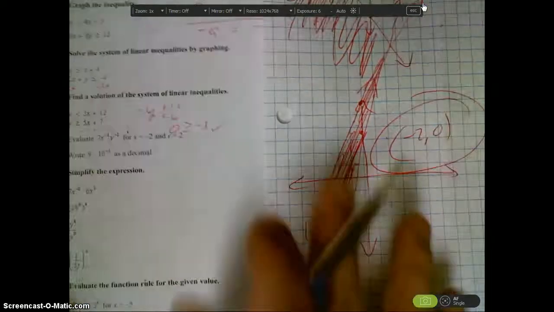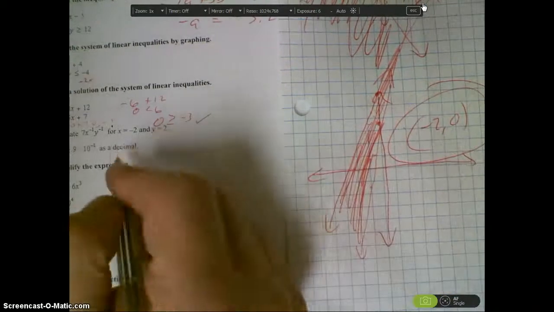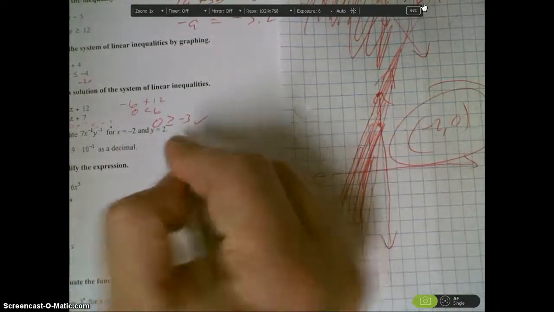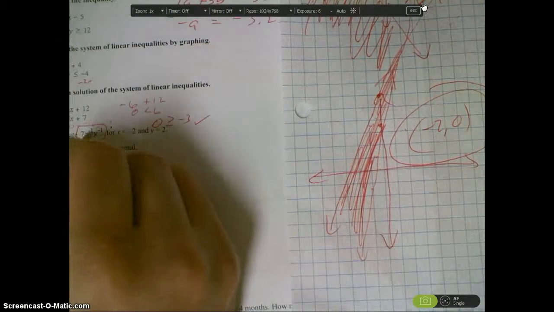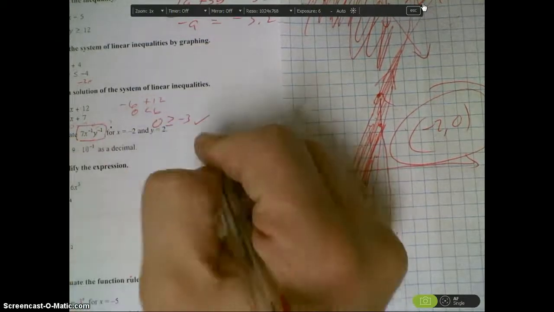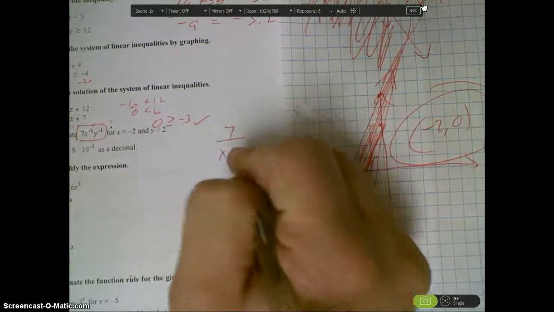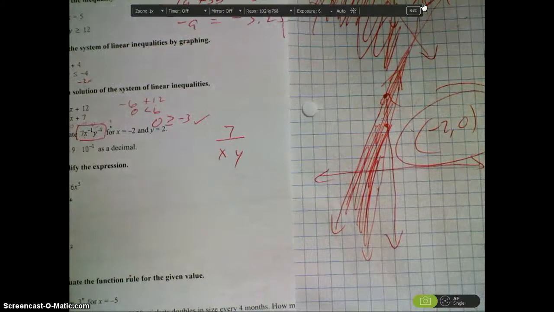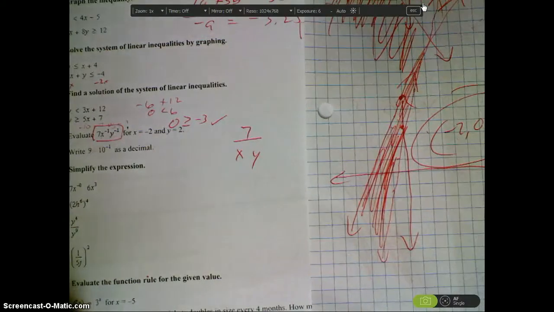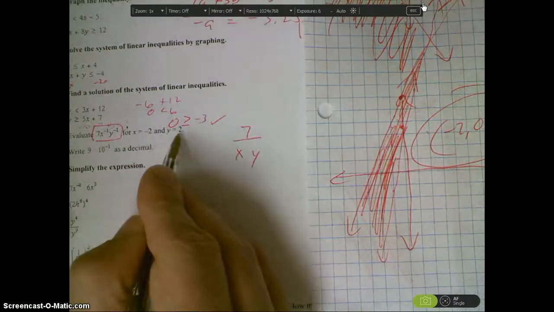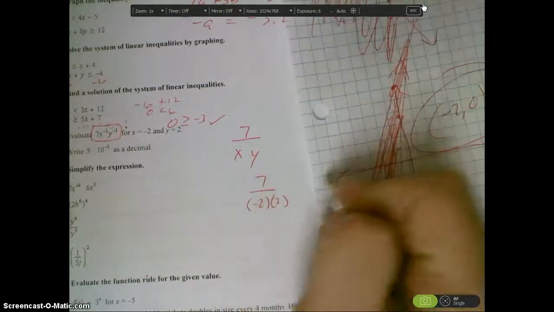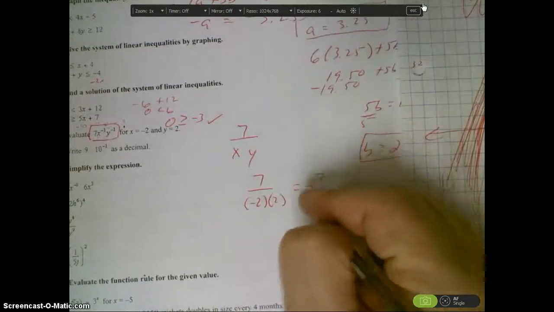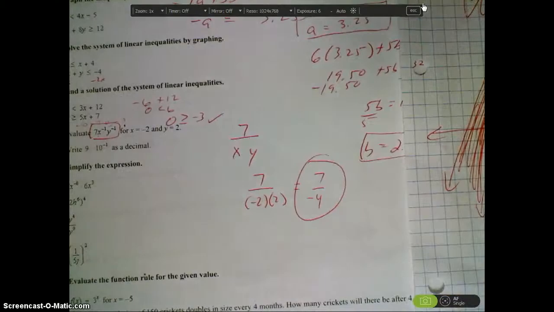All right, let's take a look at 43. Got a couple more minutes to see if I can finish this up. I'm going to simplify first. So I can move the x to the negative first and the y to the negative first to the denominator. Then I'm going to evaluate. I just got to plug those numbers in, so negative 2 and 2. So 7 over negative 2 times 2 is 7 over negative 4, or negative 7/4. So that is my answer to that one.